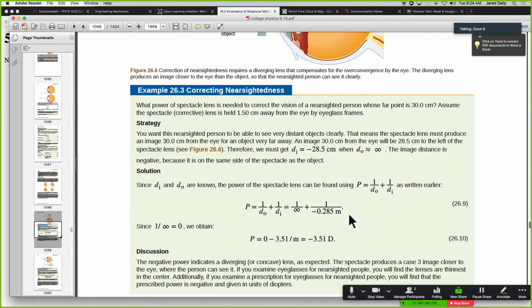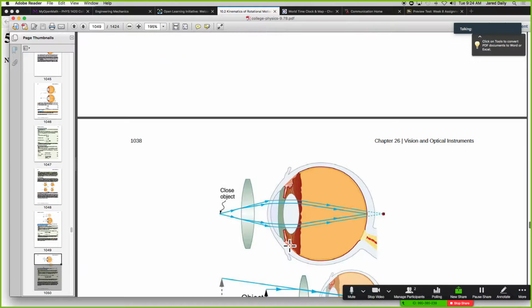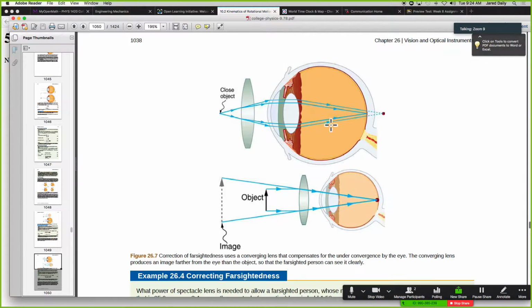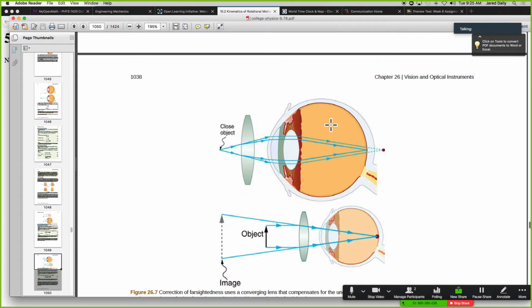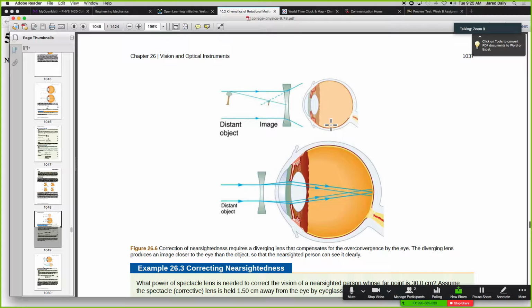And they actually do the math for that lens. They want to defocus the light by a certain amount, and they calculate the power of the lens using the lens maker's formula. And then the same thing for the far-sighted person, right? Now, in both of these situations, there's kind of an interesting thing that happens.